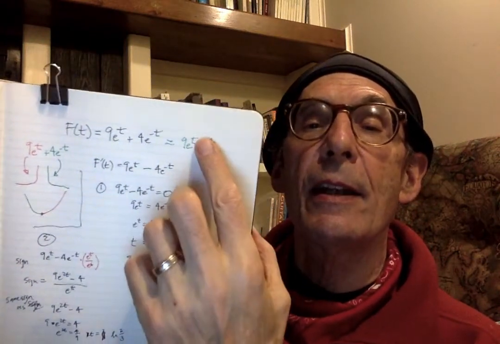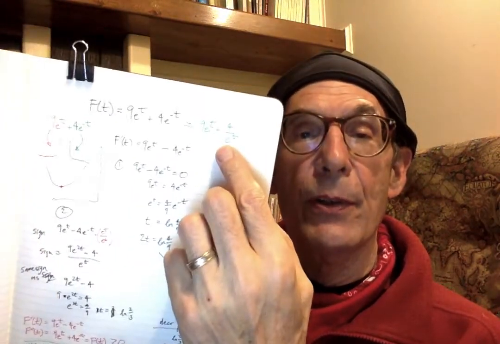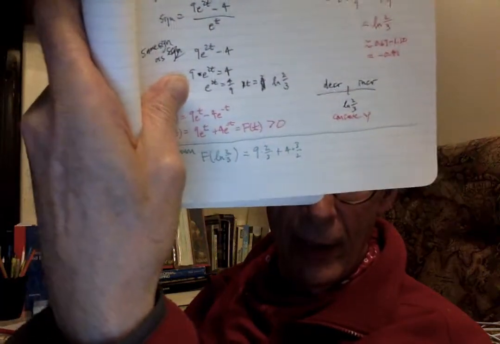So e to the natural log of 2/3, that's just 2/3. So what we have here is 9 times 2/3 plus 4 divided by 2/3, which is times 3/2. I don't like to do arithmetic in my head, but we're running out of time. So we can get a value out of that, which is 3 times 2 plus 2 times 3, which normal people call 12. So the minimum for this function is at the following point.